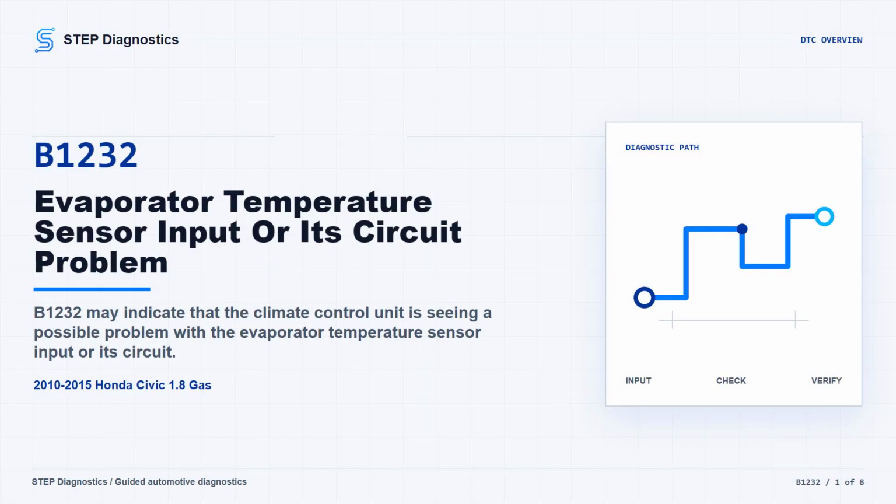On this 2010 to 2015 Honda Civic with the 1.8 gas engine, B1232 is a climate control code that may point to a problem with how the climate control unit is seeing the evaporator temperature sensor input. The customer may describe an A/C operation that seems inconsistent, limited, or not quite normal, but symptoms can vary.